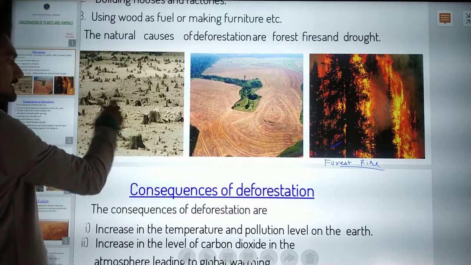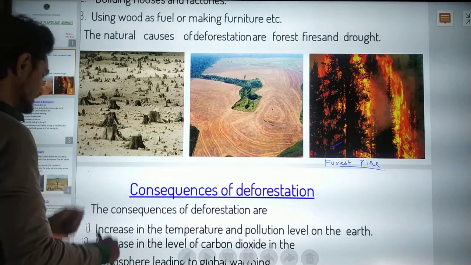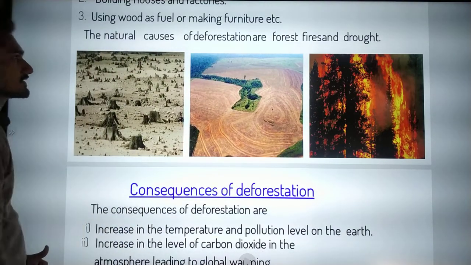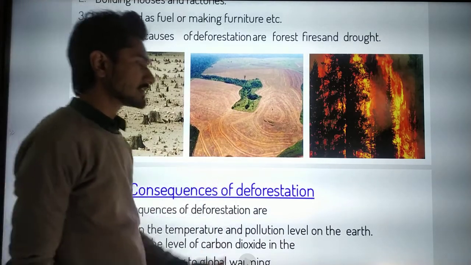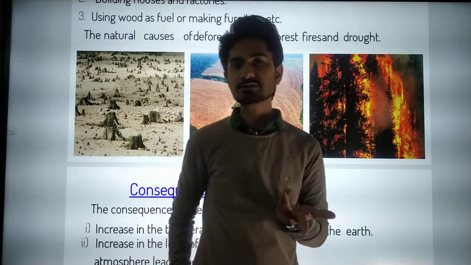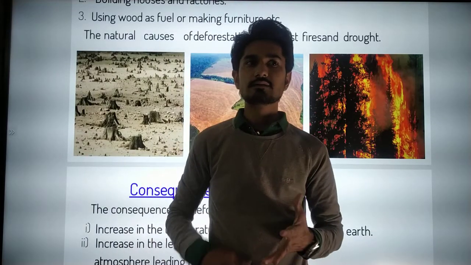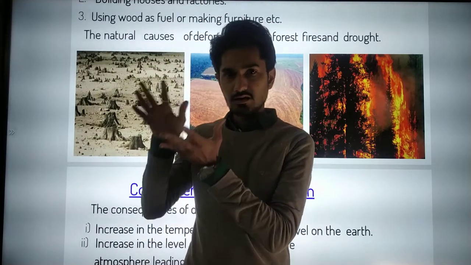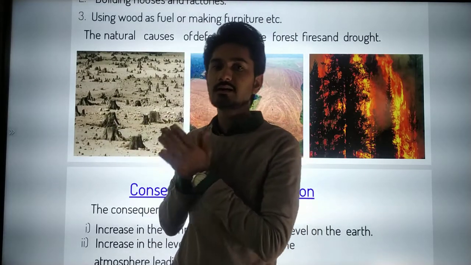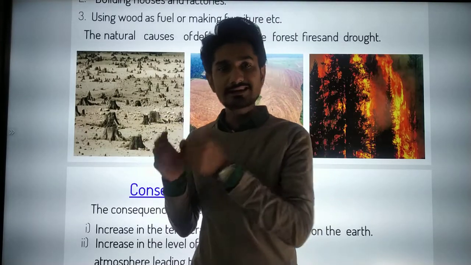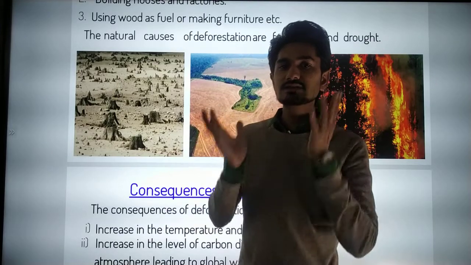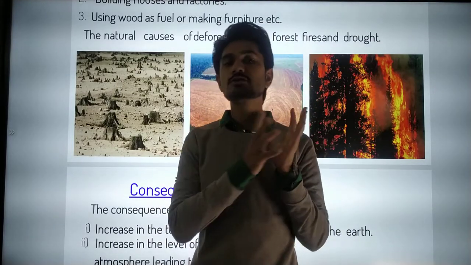Okay, these are the cutting trees. Look at it, you can see it on the screen. This is the cutting of trees. This is the drought that has been created. So drought has also been created. Drought means what? When in an area rain doesn't come at all, rain will not happen over there, and that will create a drought over that area. And that is the reason the plant cannot grow over there.